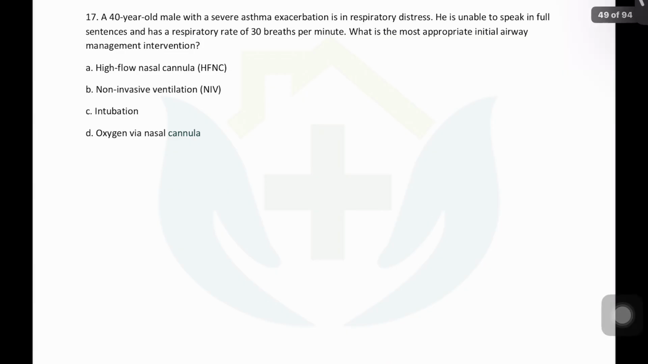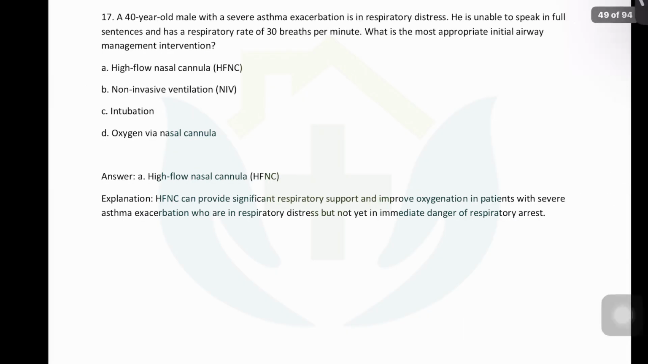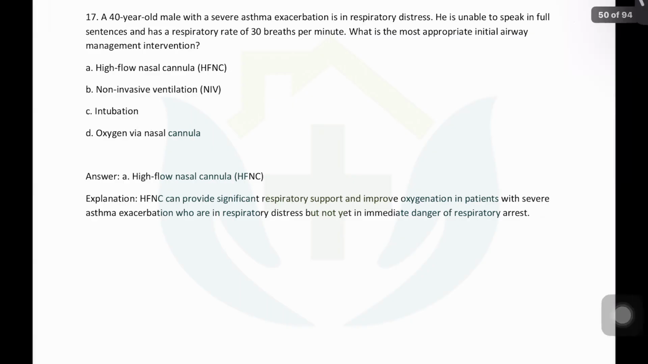So oxygen via nasal cannula or high flow nasal cannula. In asthma exacerbation now, high flow nasal cannula is a very important modality that you can use in patients of asthma exacerbation. Specifically, it avoids using NIV, avoids intubation, and oxygen by nasal cannula will not be enough. So HFNC will take away the work of breathing also. HFNC can provide significant respiratory support, improve oxygenation and avoid intubation in patients of asthma.